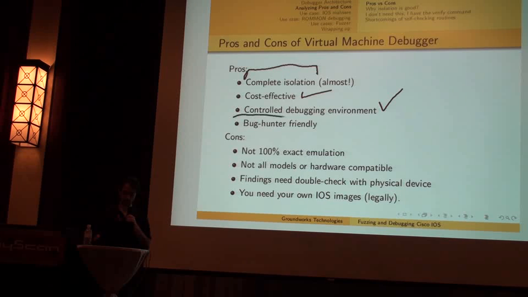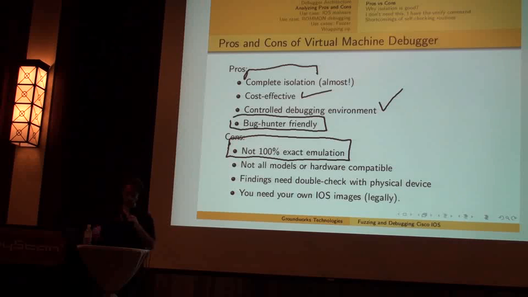It is bug-hunter friendly. It means that because it has a controlled debugging, if you find a bug, you can reproduce it a lot of times. And that's quite hard to do with a physical device, where you have timing issues and a lot of other issues, and they are actually very, very difficult to reproduce. Now, the problem is, of course, it's only emulation, it's not 100% exact.